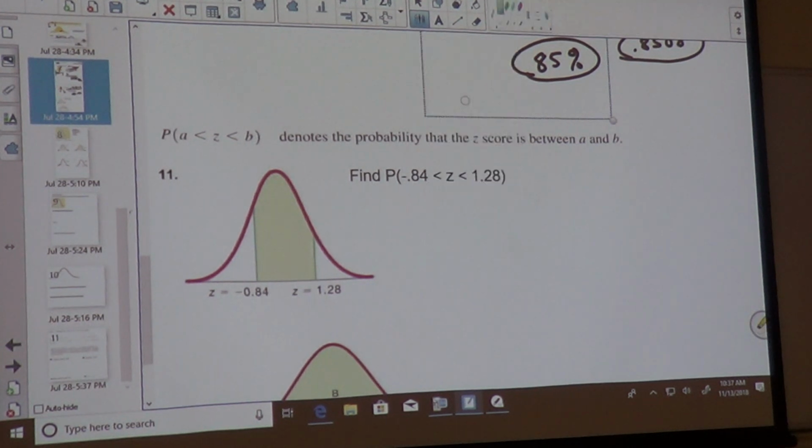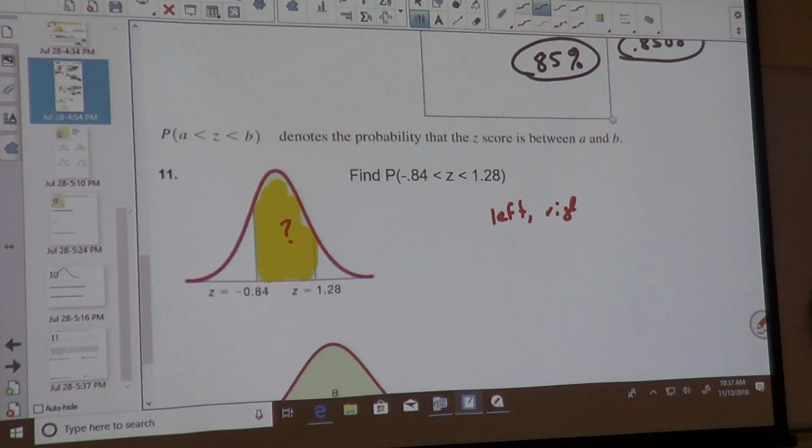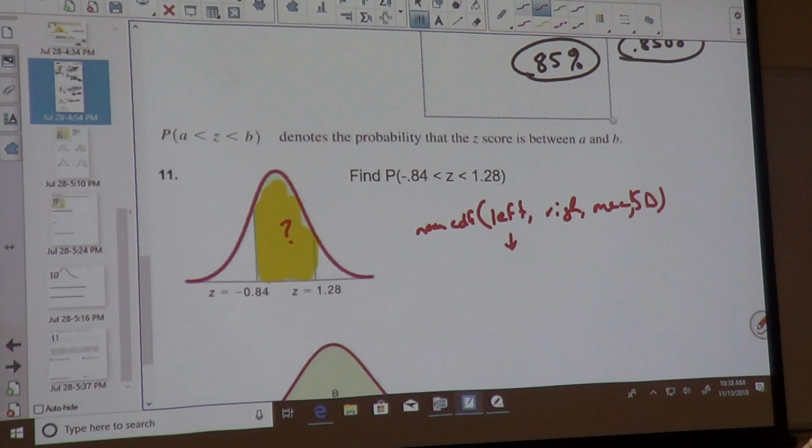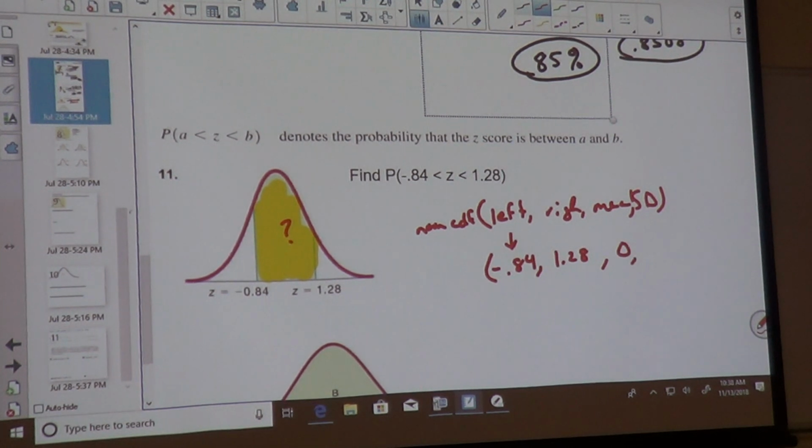Now, here's another one. They want to know what area is shaded. So they want to know this piece. So we're doing left, right, mean, standard deviation, normal CDF. So what would my left be? Negative 0.84. What would my right be? 1.28. What would my mean be? 0. And my standard deviation? 1. So we would do the normal CDF. This would be my left. This would be my right. My mean is 0. My standard deviation is 1.